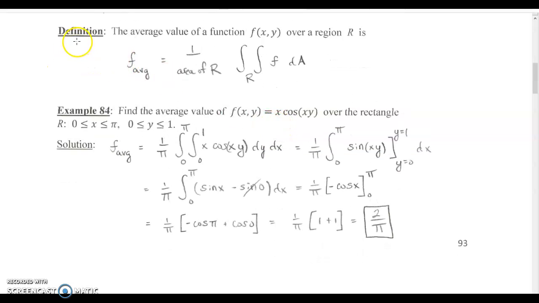And the only other thing out of that section that I want you to get is understanding how to find the average value of a function over a certain region R. So if I want the average value of a function of two variables over a region R, then the way I do that is I take 1 divided by the area of R and then integrate the function f dA. That will give us the average height of the function f, which is the average value of the function, over the region R.